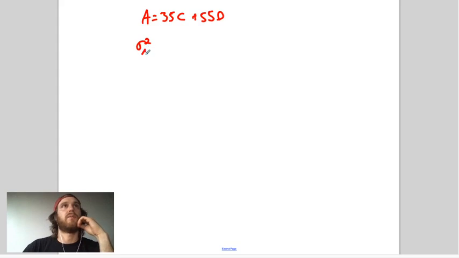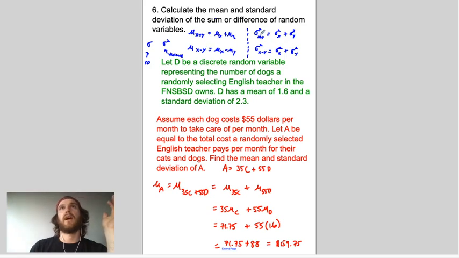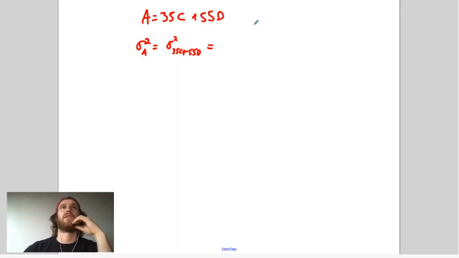So we're doing sigma squared of A, or the variance of our random variable A, is equal to the variance of 35C plus 55D, because that's what A is equal to, just using the property of substitution there. And we know from the last slide that when you add or subtract two random variables, you can split those random variables up and you add their variances. So we can know the variance of 35C, and we can add up the variance of 55D.